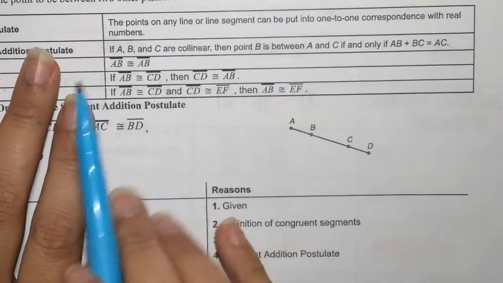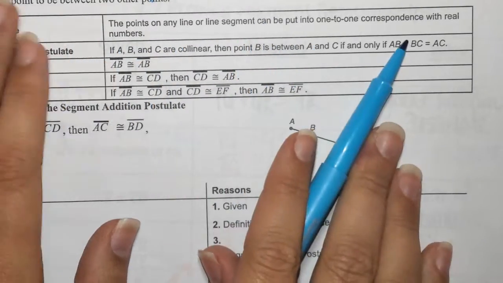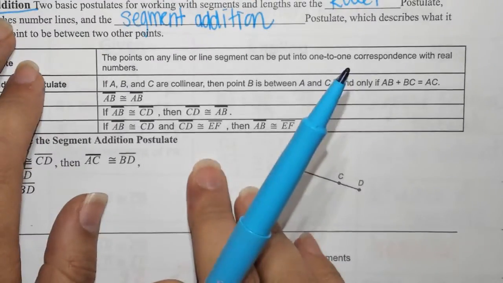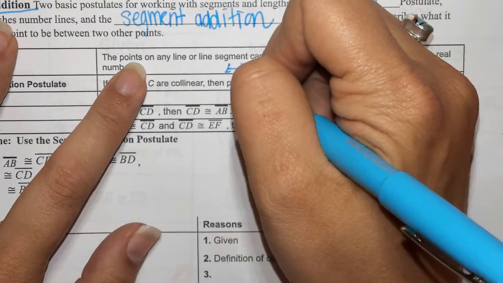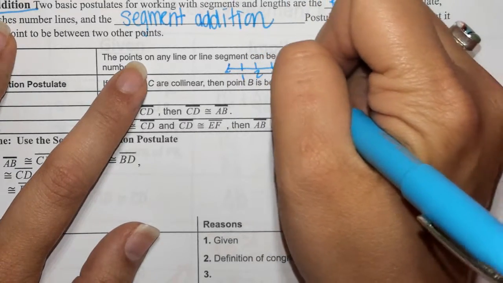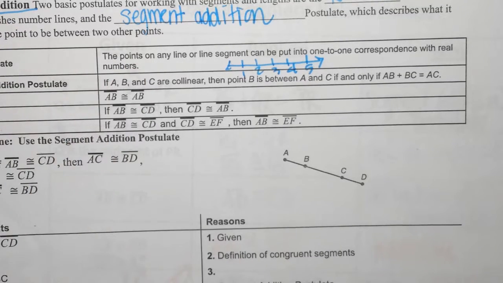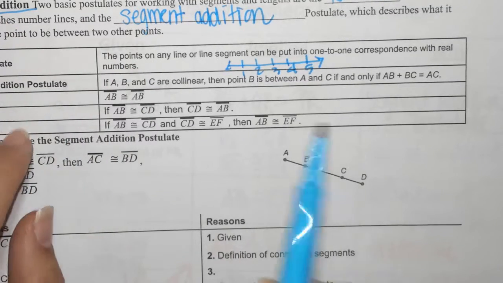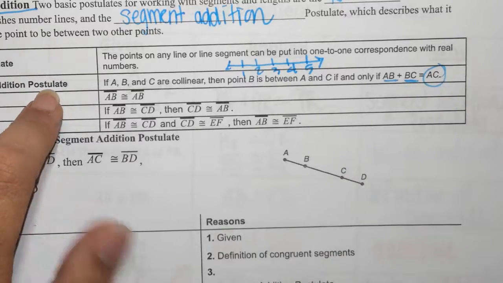Alright, the ruler postulate says the points on any line or line segment can be put into one-to-one correspondence with real numbers. It's just this. That's a lot of fancy nonsense for 1, 2, 3, 4, 5. Now the segment addition postulate says that if we add up the parts, we get the whole thing.